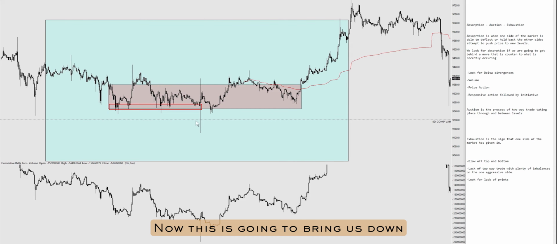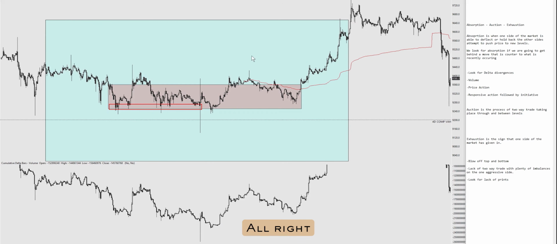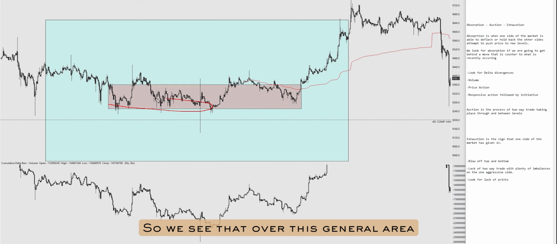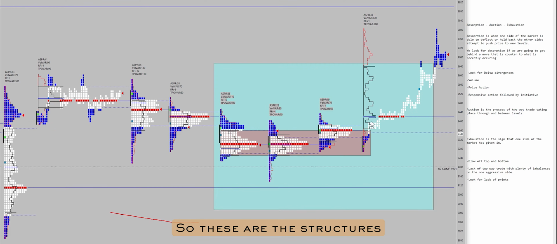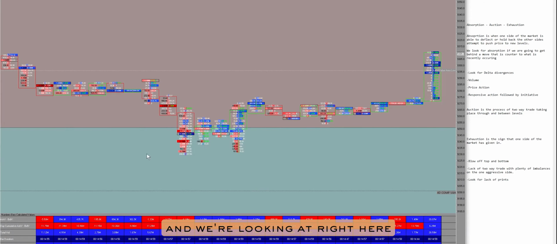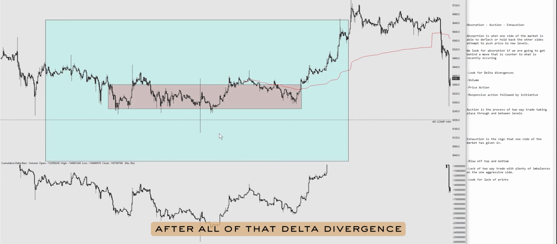Okay, now this is going to bring us down to the footprint. All right, so within the footprint, within delta, within CVD, we get a really clear idea over a general area where this is occurring. So we see that over this general area, we're having this more aggressive selling that's not translating to any kind of further moves to the downside. Okay, so what we're going to do is go to the footprint now. So these are the structures we're focusing on again. And we're looking at right here, after all of that delta divergence, we're looking at this right here.